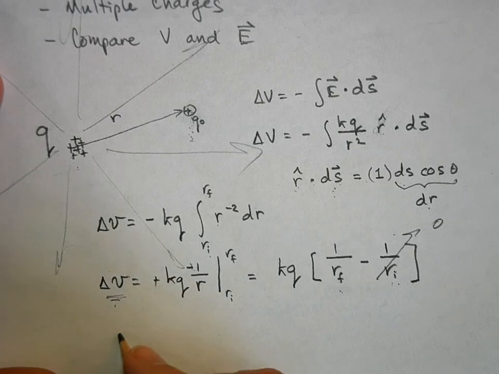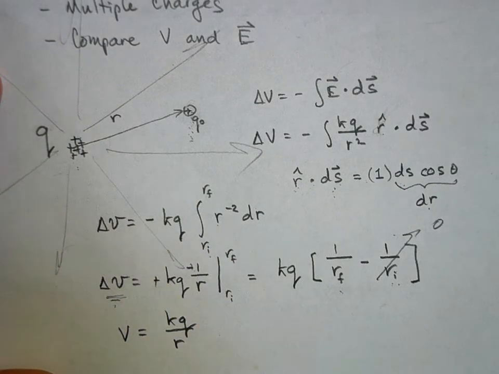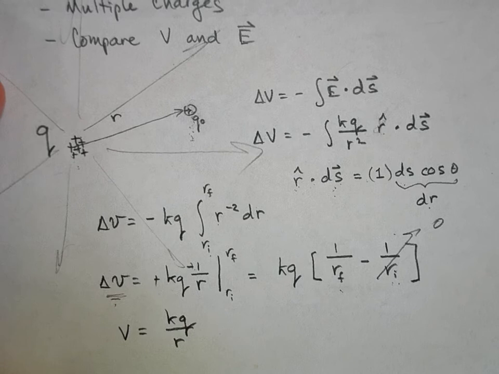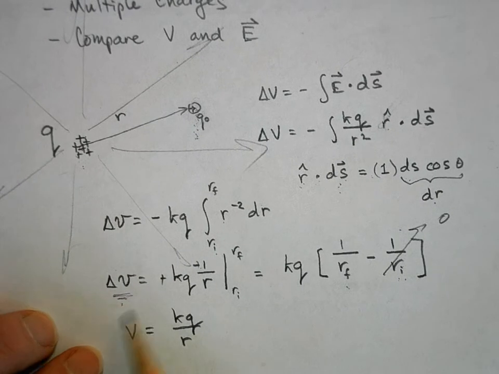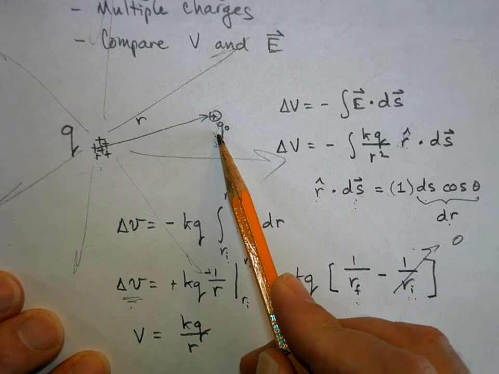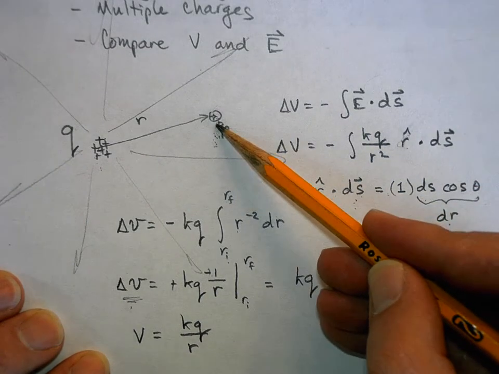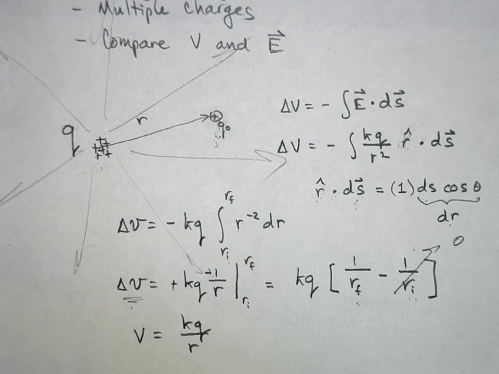And so we have the voltage rather than the change in voltage. We say the voltage is equal to kq over r. And really what this means is that this is how much work per unit charge you have to do to get this point charge here from infinitely far away. If I start infinitely far away and I push it against the electric field to get it here, then that's how much work I've done.